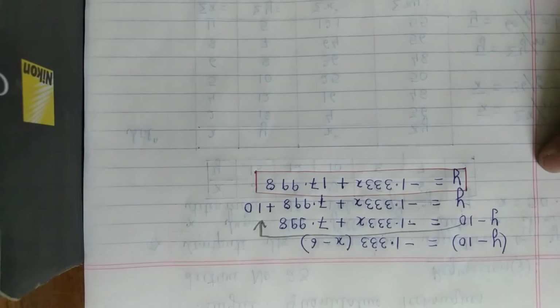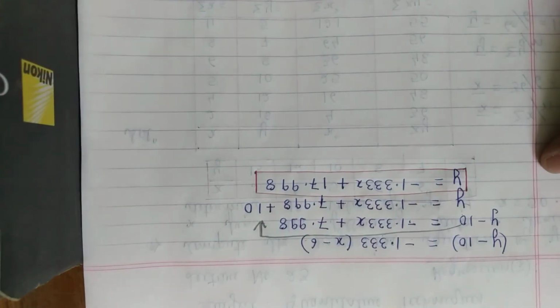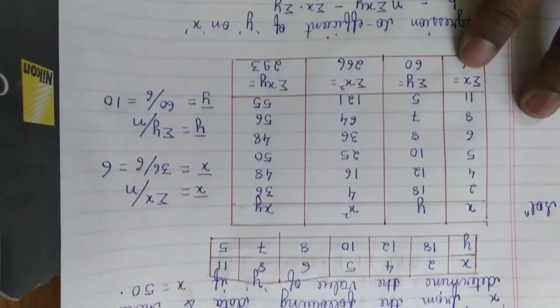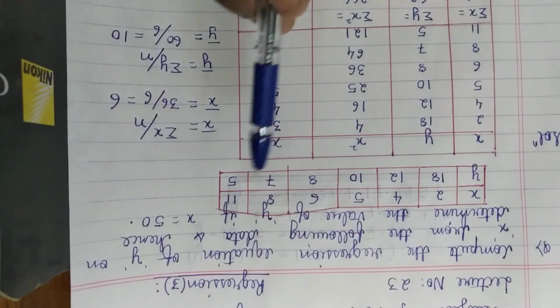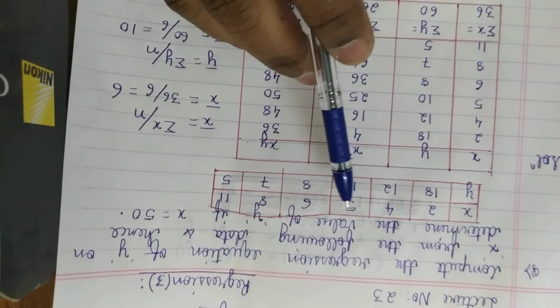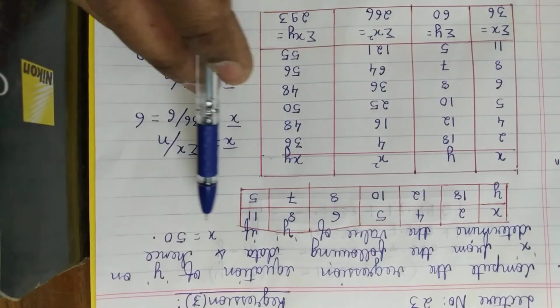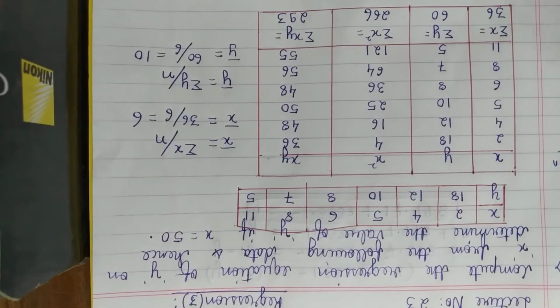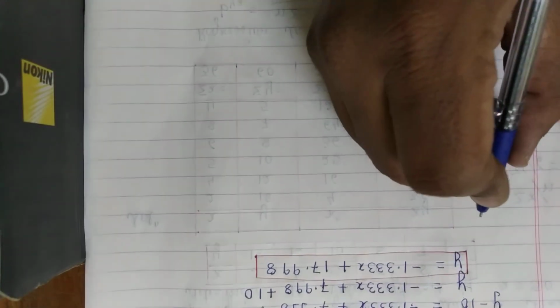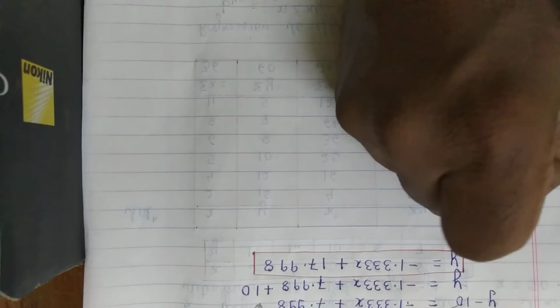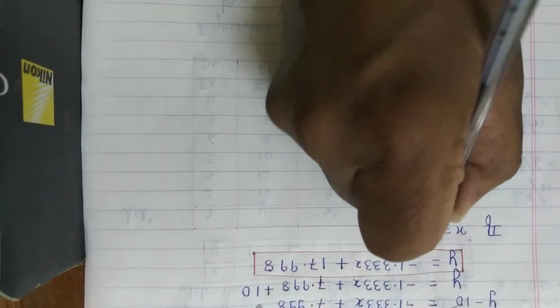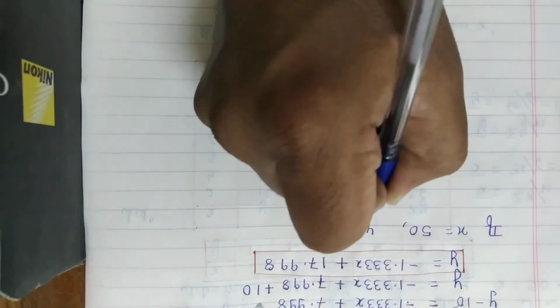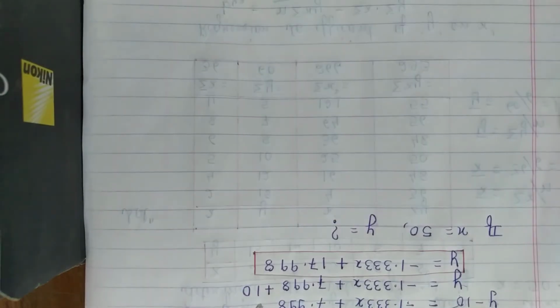Now you have found out this much. Now they have asked you one more thing. What they have asked you, let's go back to the question. They have asked you to determine the value of y when x is equal to 50. They have given the value of x as 50. Now just substitute and see. If x equal to 50, y equal to question mark.